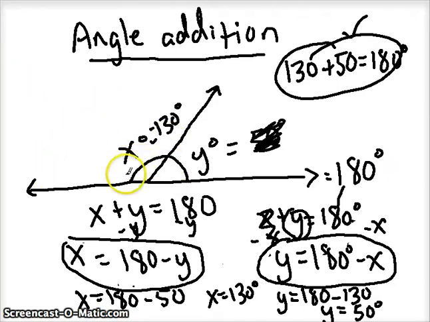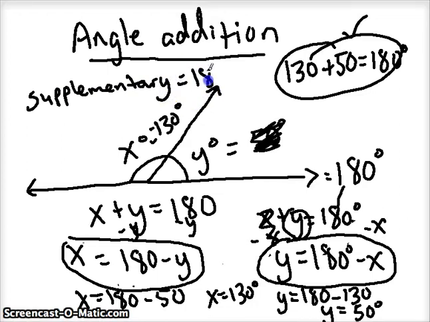Remember, just a little review here, that two angles that add up to 180 degrees are also called supplementary angles. Supplementary angles add up to 180 degrees. So anytime I have two angles that I know create a straight angle, or add up to 180 degrees, or are a linear pair, I can use this sort of method and figure out the missing one.